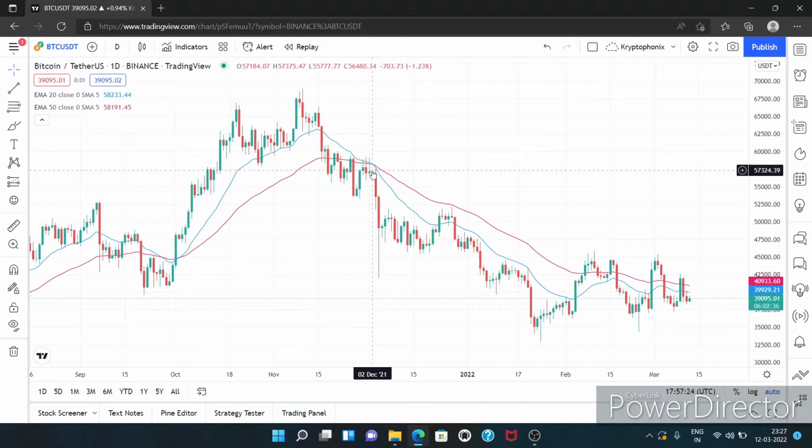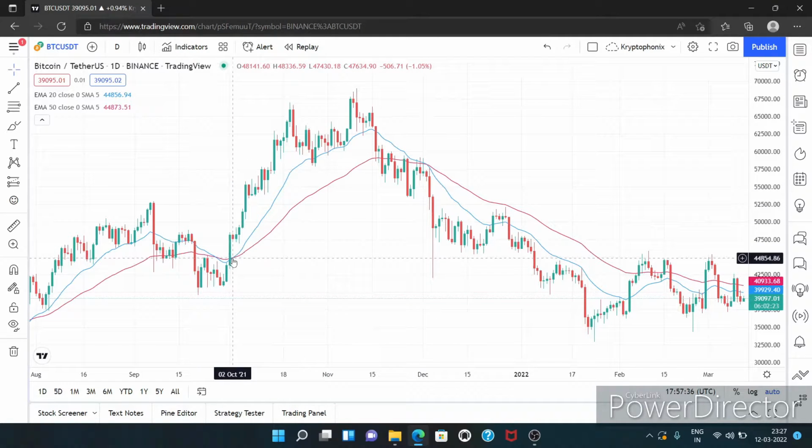If we focus here, the 50 EMA breaching the 20 EMA, moving above it, gave us a signal to sell. The result was a down move. This point over here, a buying crossover is formed where the 20 EMA moved above the 50 EMA. As a result of this buying crossover, a big up move was seen.